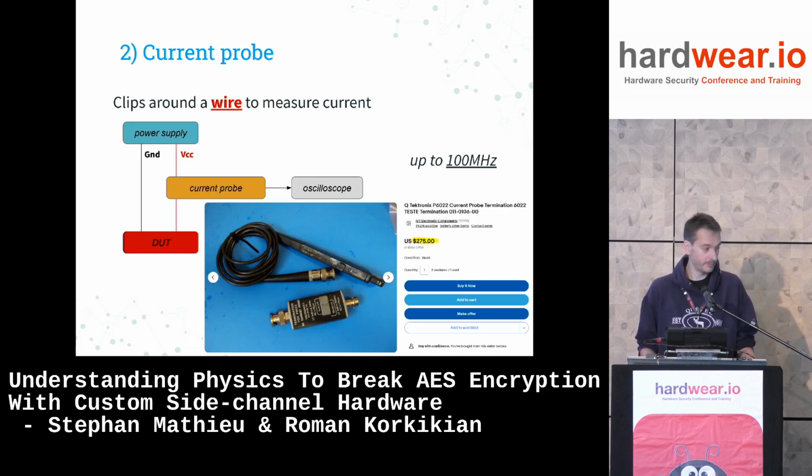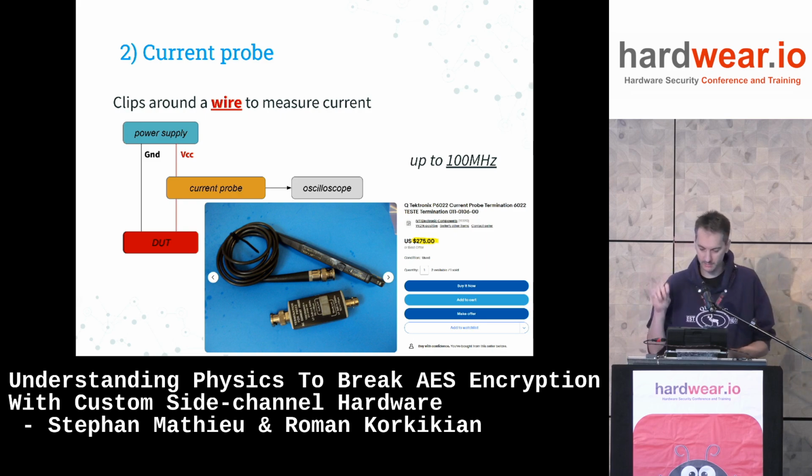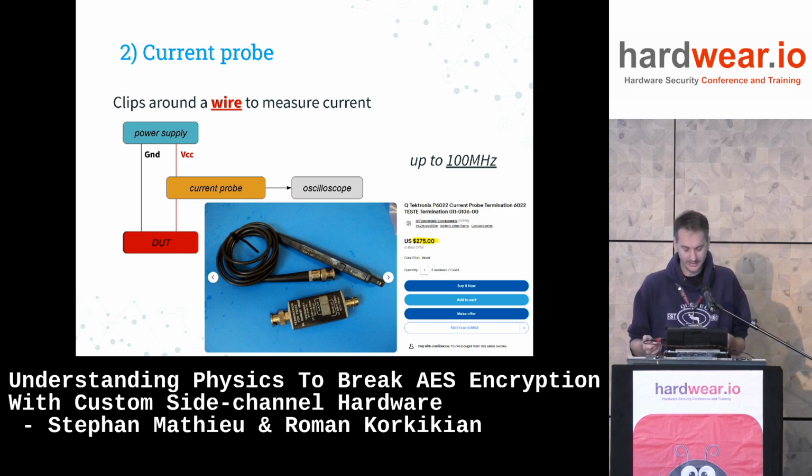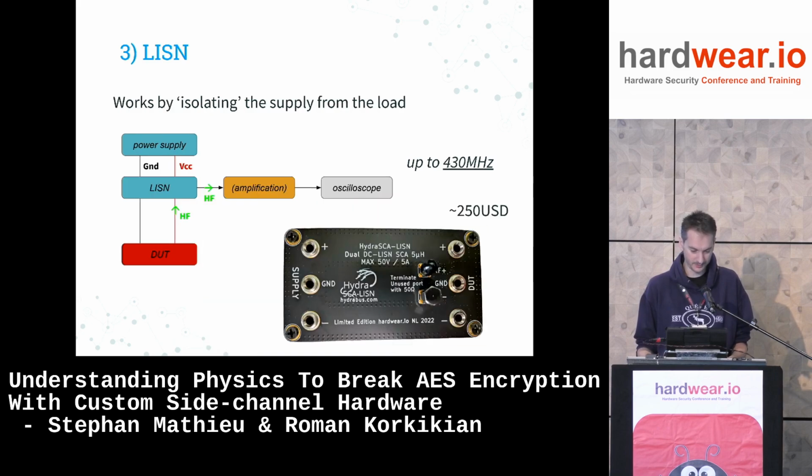You do have current probes. Actually, when I met Roman, he was using one. Current probes are clippy things that go around the wire. So you see I put the wire in red, underlined. So you need to use a wire. Not ideal. And they go up to 100 megahertz, which in the case of the ESP32 is good. When I met him, he managed to do the attack without issue. It took quite a long while, but it worked. $275 second-hand on eBay, and any generic scope will do the trick.